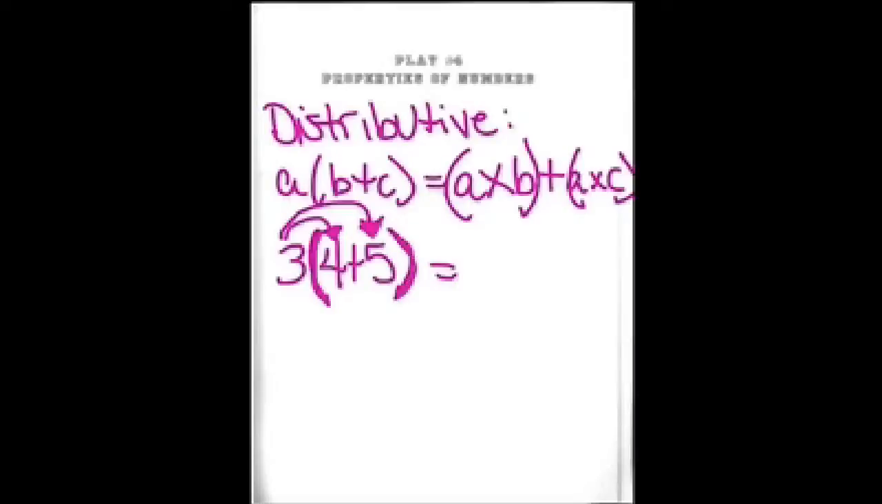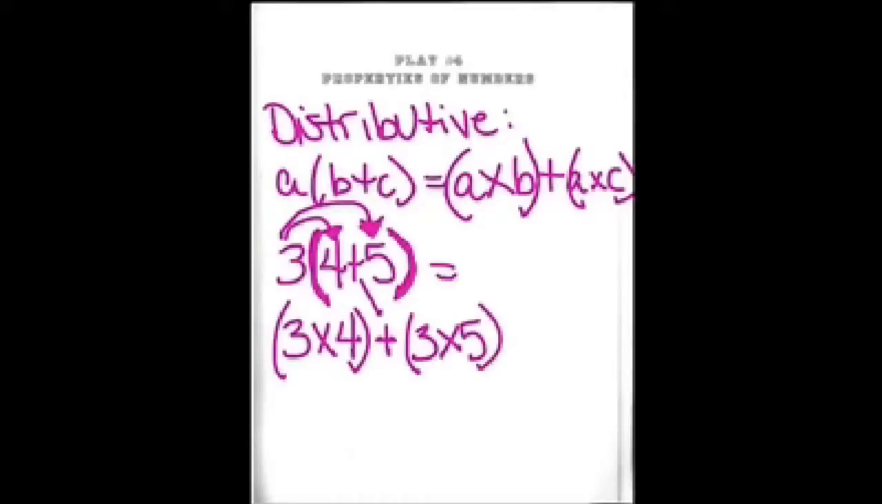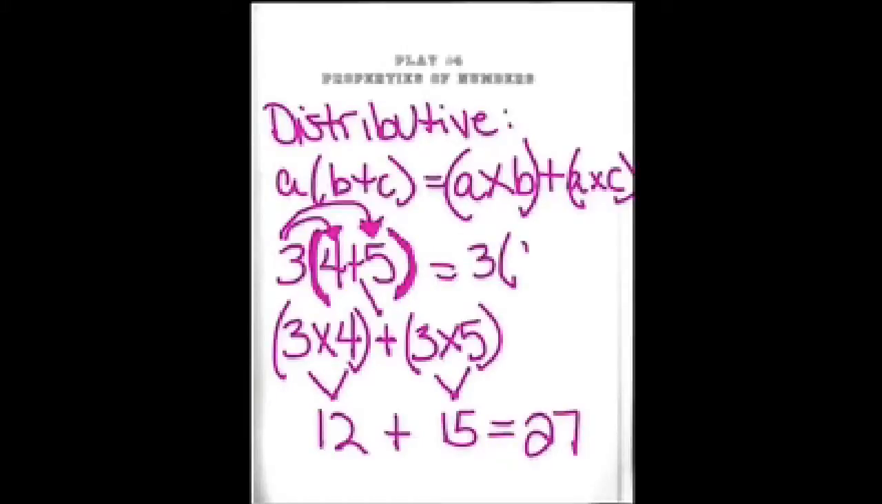So that's the same thing as saying 3 has to talk to 4, so 3 times 4, plus, keep that plus the same. Then 3 also has to ask 5 if it's okay. 3 times 5. Those are the same expressions. 3 times 4 is 12. 3 times 5 is 15. 12 plus 15 is 27, which is the same thing as this original equation of 3 times 9, which equals 27. All the same, they check out. Good work.